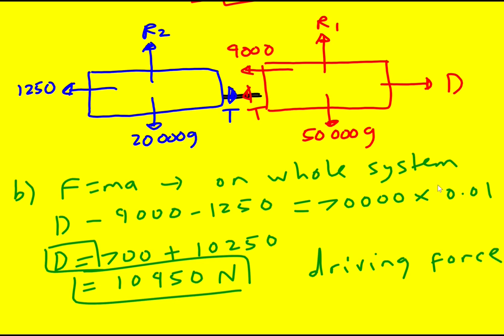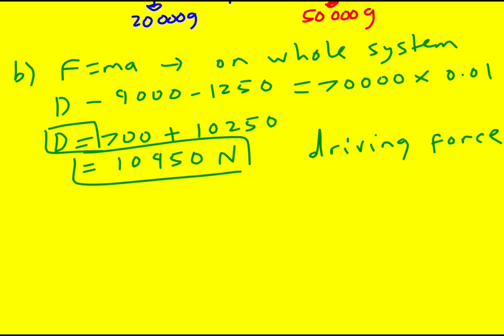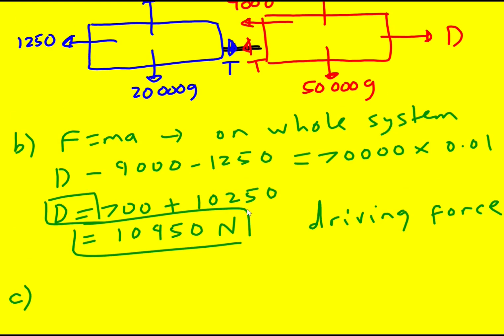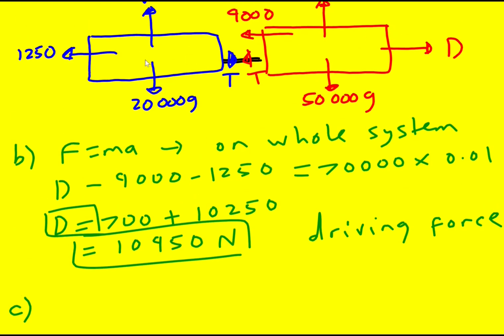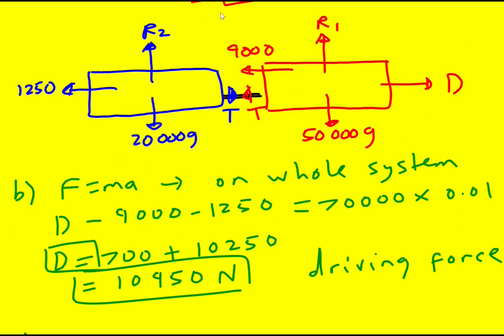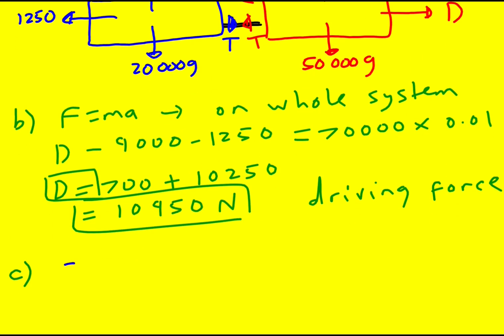Like I said, you could have done the blue, could have found the tension first and then substituted it in, but this is pretty quick and worth knowing actually. It can definitely give you shortcuts in some questions. And then finally, we're asked for the tension. So now I'm going to do F equals ma just on the carriage. We could do it on either one now.